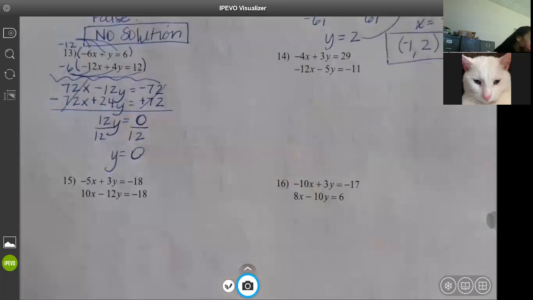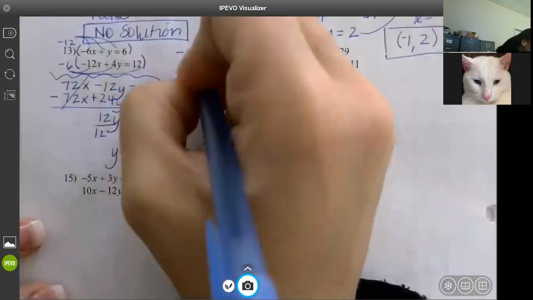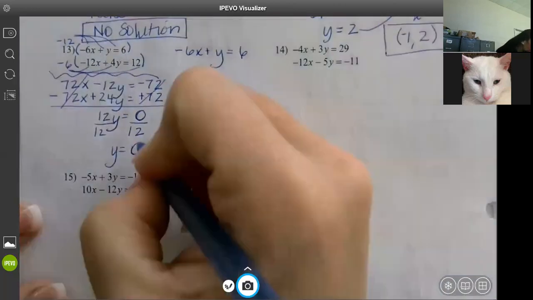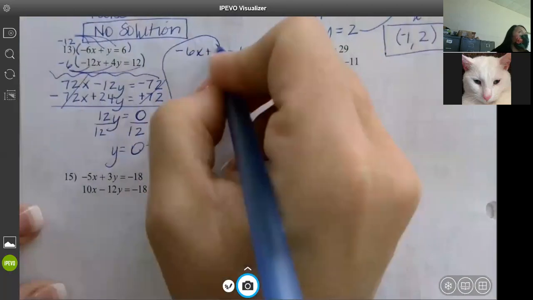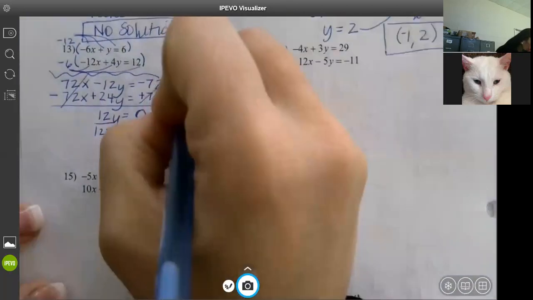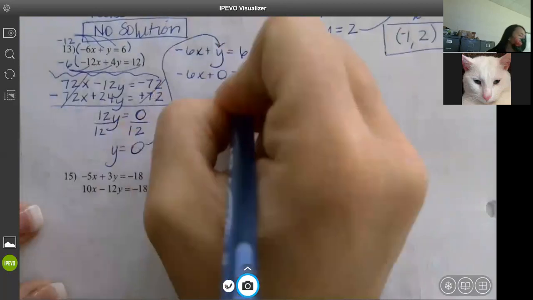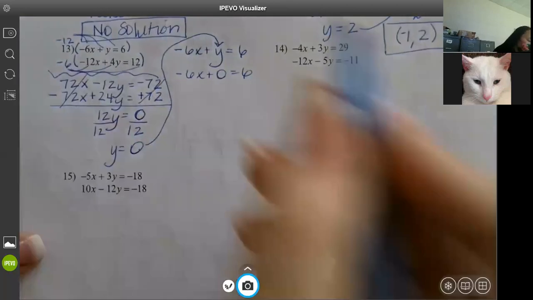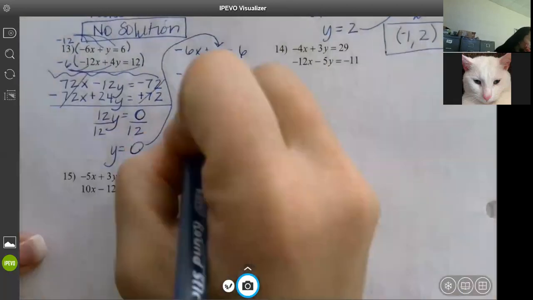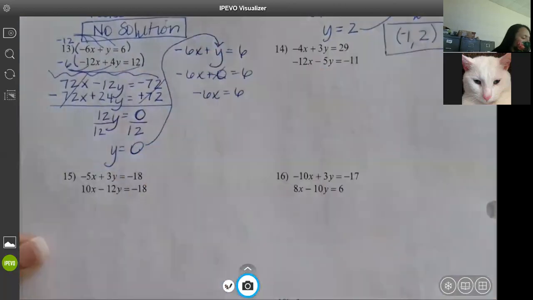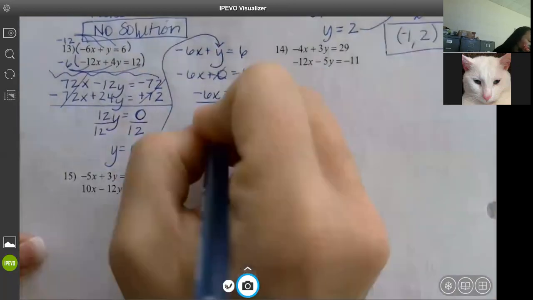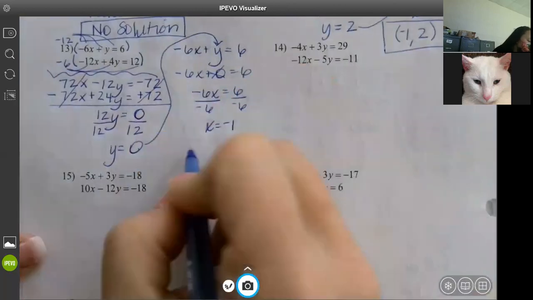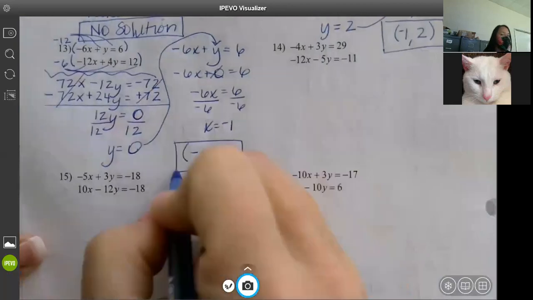Pick the easy equation. The top one looks a little bit easier than the bottom one because it just has a single y. We did y equals 0, so the 0 is going in for the y. So we get negative 6x plus 0 equals 6. The 0 doesn't matter, so we just have negative 6x equals 6. Finish it out, divide by negative 6. And we get x equals negative 1. X, y coordinate is your answer.